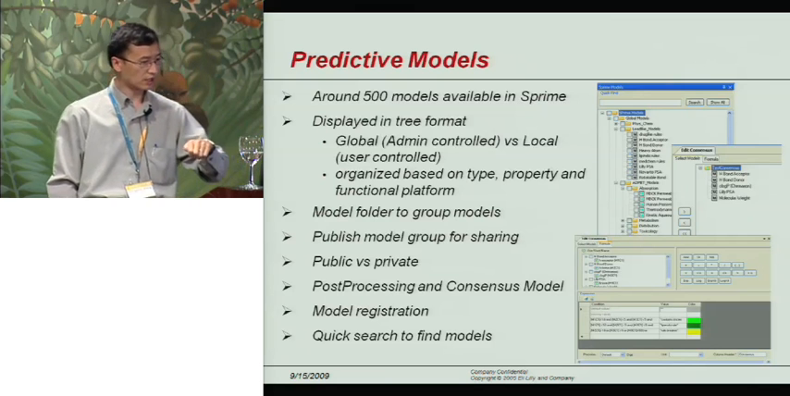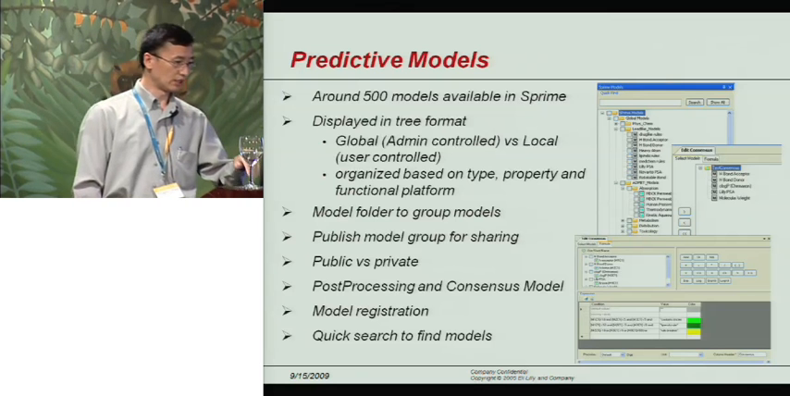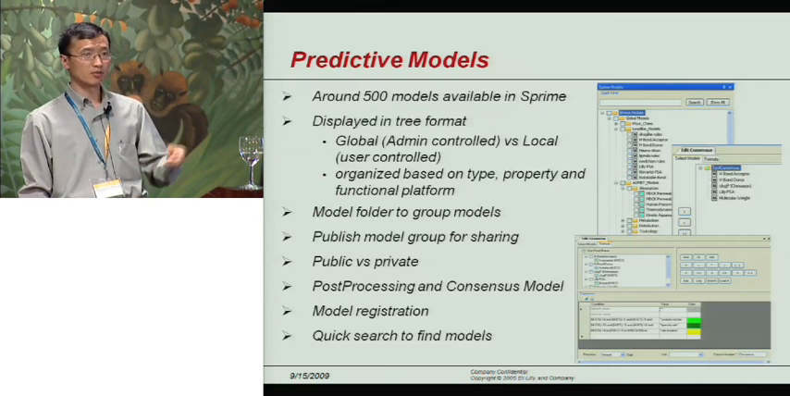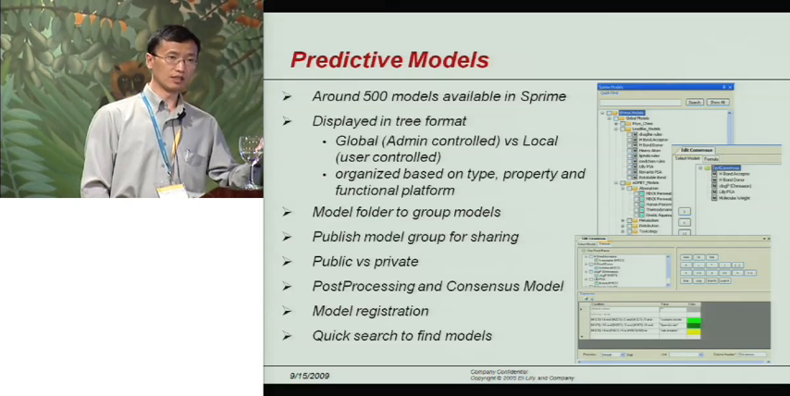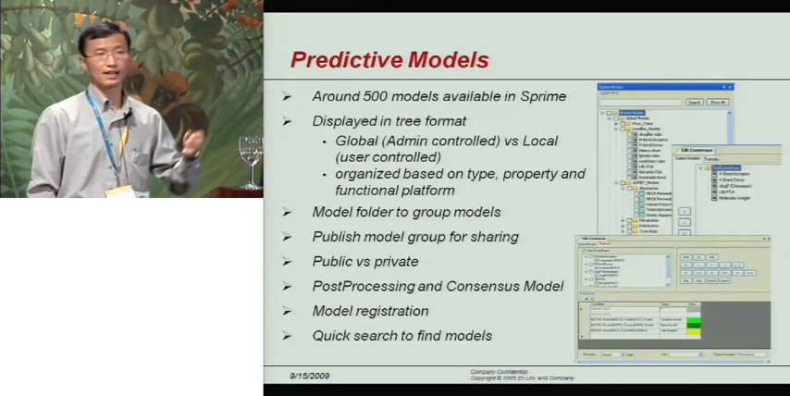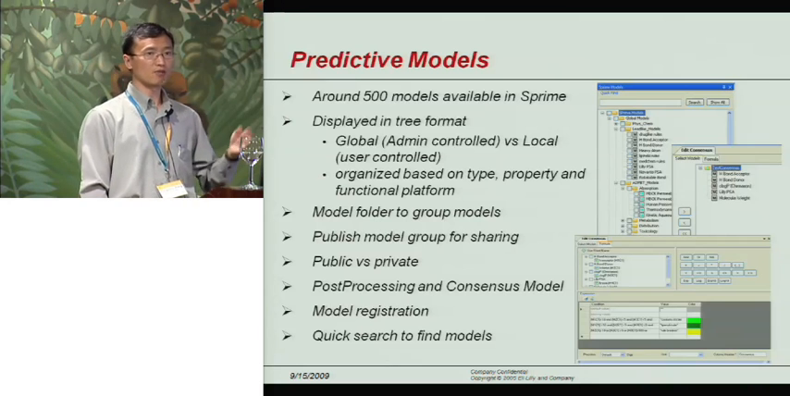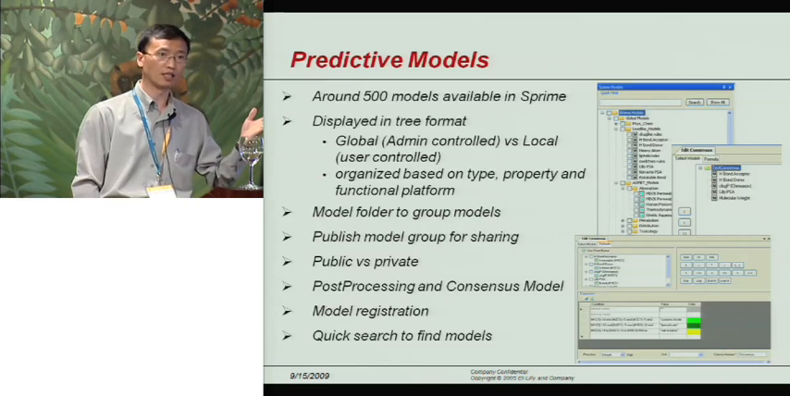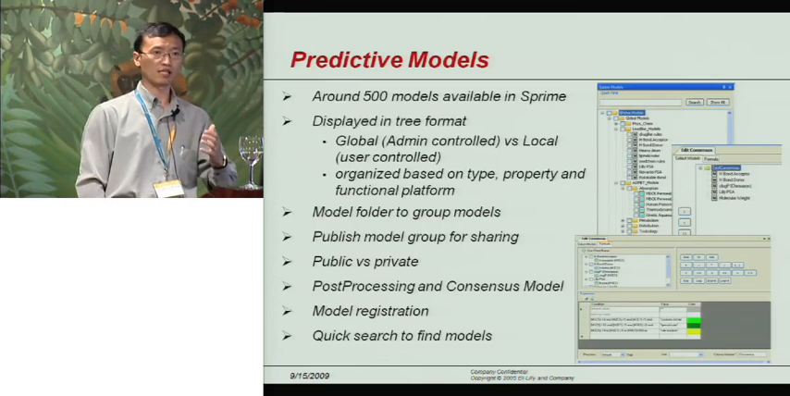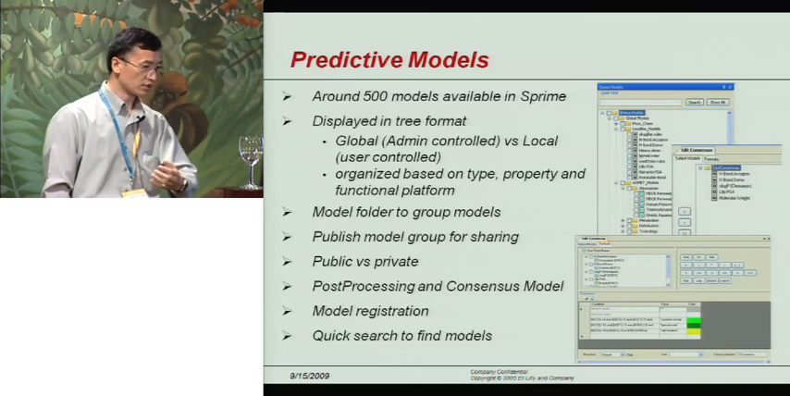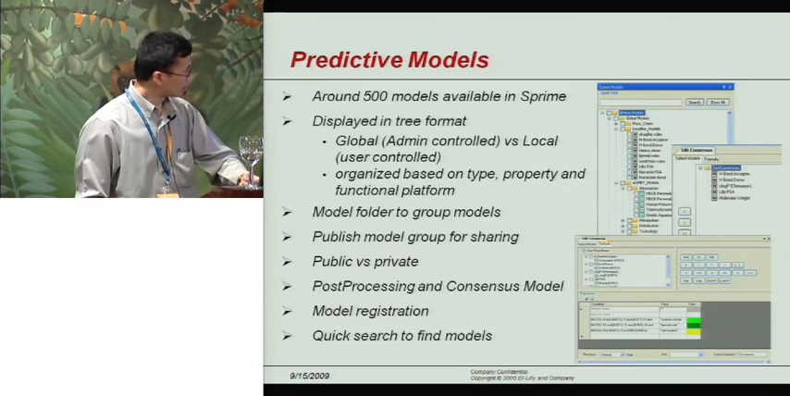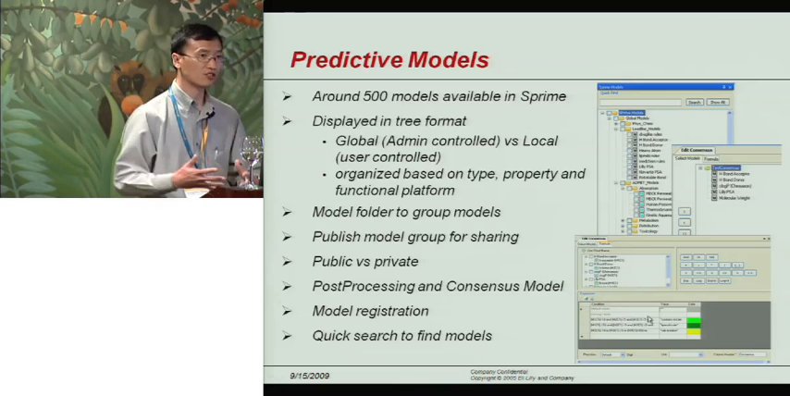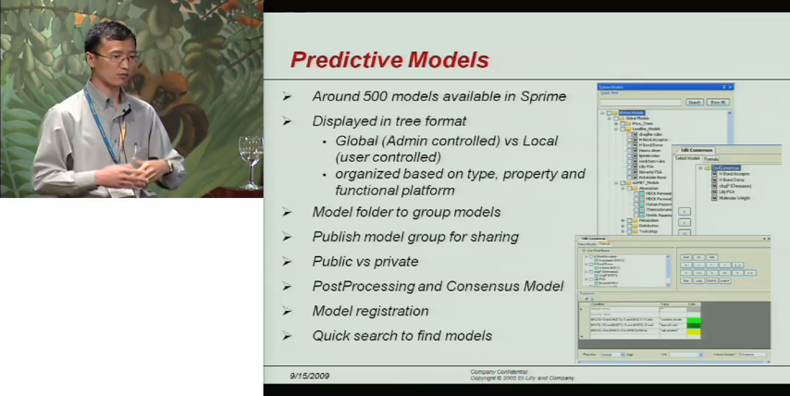We also do some post-processing and consensus models. An easy way to understand post-processing is, for example, a thermodynamic solubility model. Most likely the data is log S, right? It's in log units. But chemists are more familiar with micromole or microgram per mole. So you need to do some transformation after your model prediction is finished. So we have this kind of formula engine. The interface is basically here. So you can actually define how you want to transform your data.